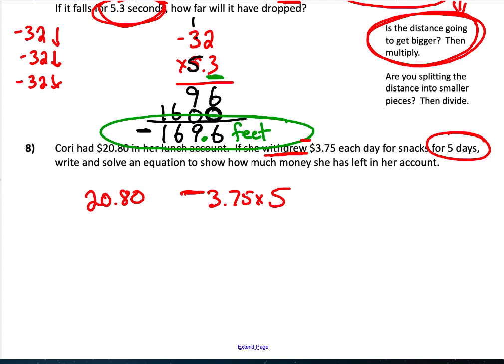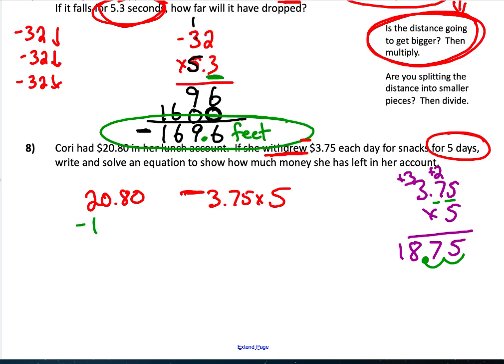So let's find out how much that's going to be. $3.75 times 5. 5 times 5 is 25. 7 times 5 is 35, plus 2 is 37. 5 times 3 is 15, plus 3 is 18. There were 2 decimal places in the problem, so there are 2 decimal places in our answer. So she's going to spend a total of $18.75 out of her $20.80.